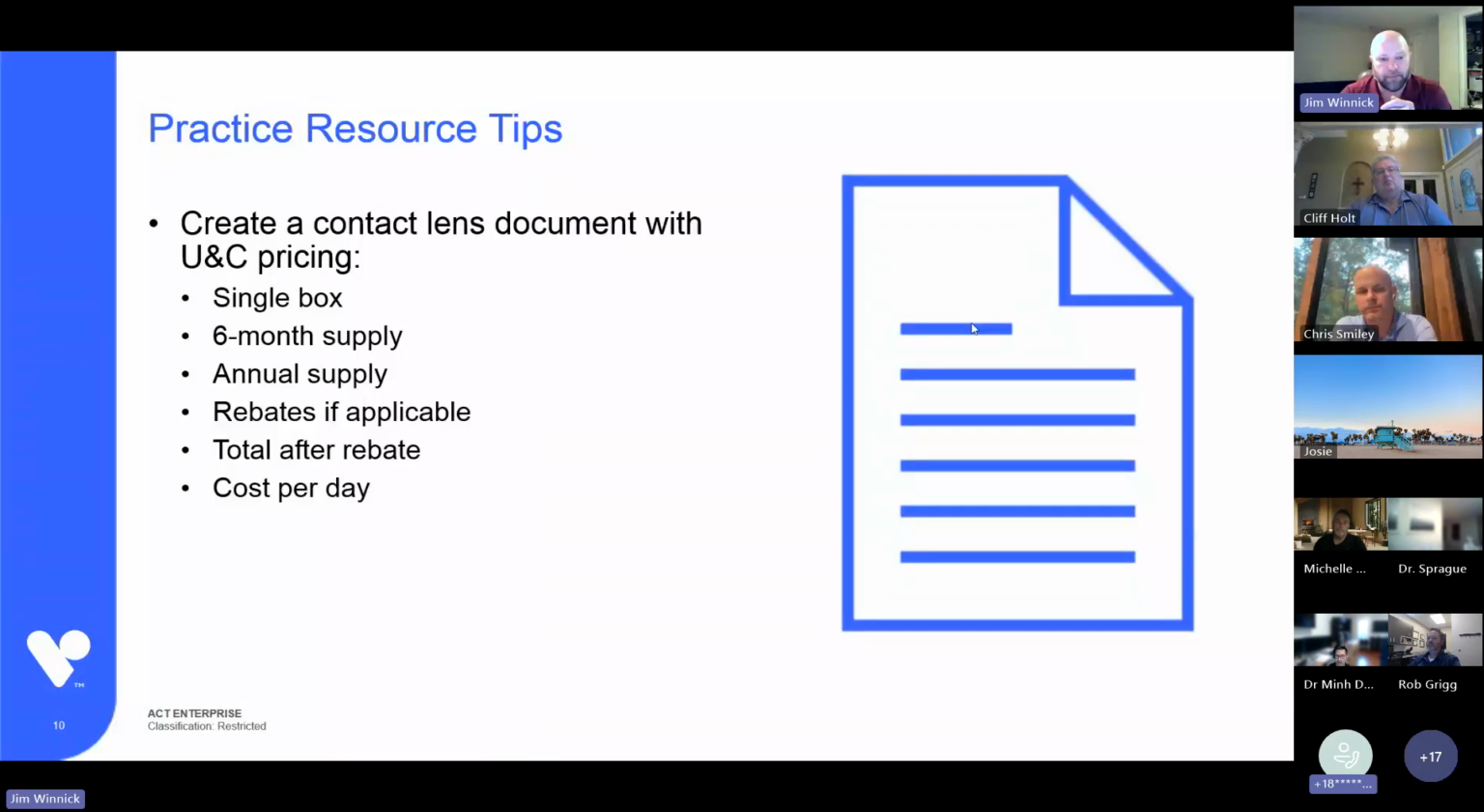Then I list any applicable rebates to that annual supply, and then I give them their total cost after rebates, and I break it down to cost per day because it's just a way that some people's brains are wired and it helps them understand things. So those 2 tips: if you don't have those documents in print, do it tomorrow, because those should be the gold standards for everything else that we talk about with these programs.